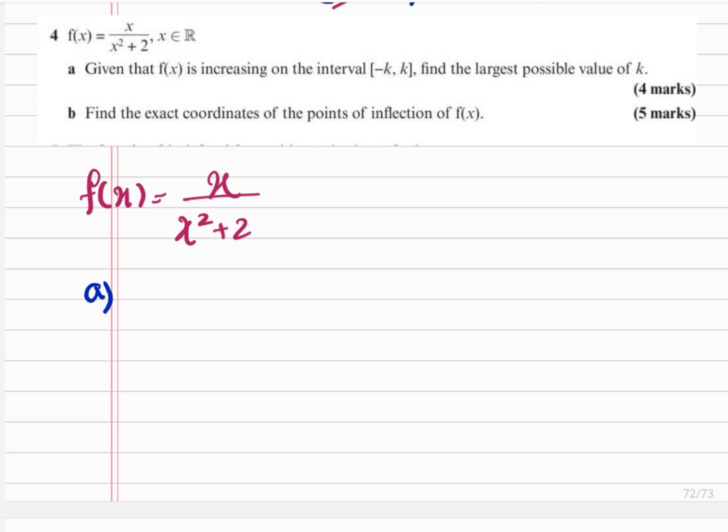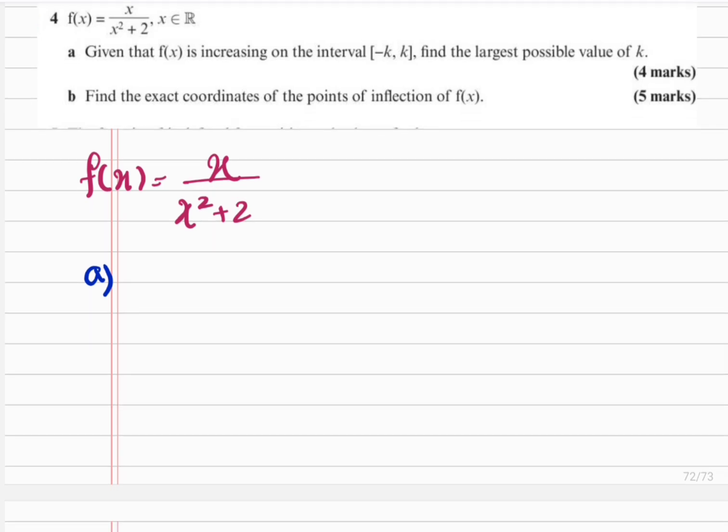First of all, we need to remember that a function is increasing if its first derivative is greater than or equal to 0. So this function is called increasing. Now in this case, the first step is finding the first derivative of the function. Then we can solve the inequality to find the possible values for k.